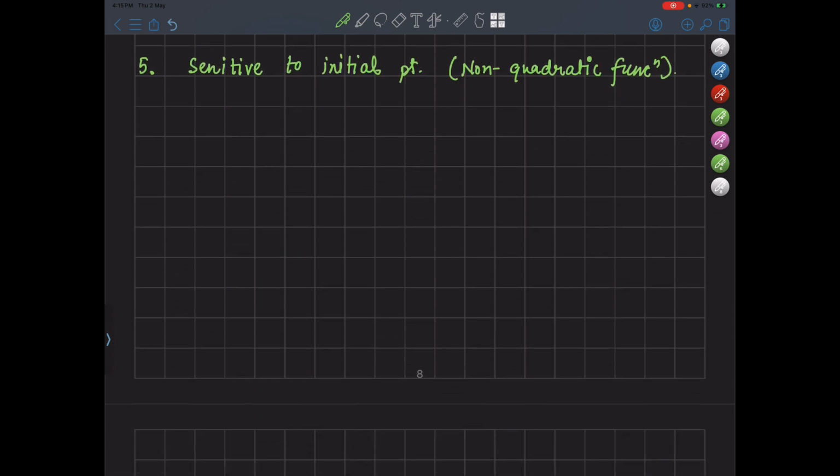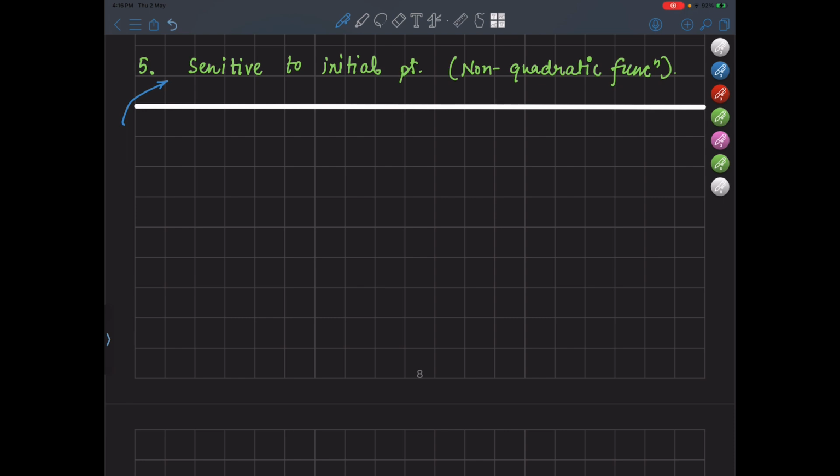And sometimes it might happen that if the initial point is not correct, the algorithm might diverge also. So we'll look at one of the examples that we have also looked at in one of our previous lectures, in which we'll see how this algorithm is sensitive to the initial point.